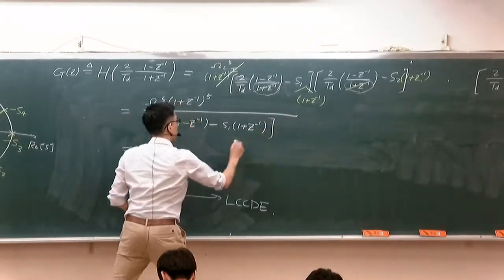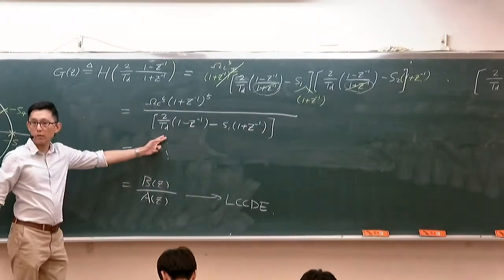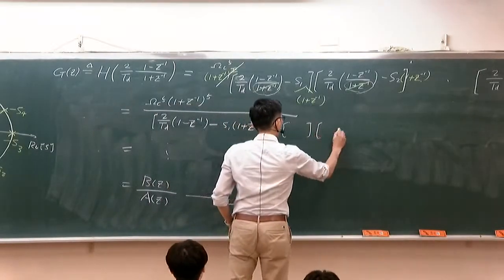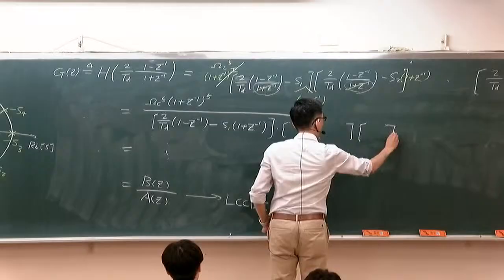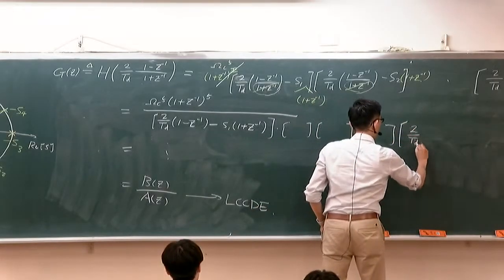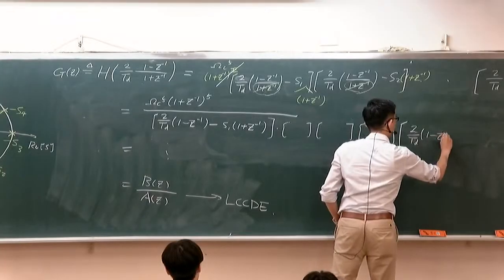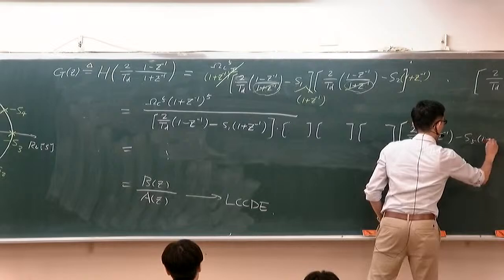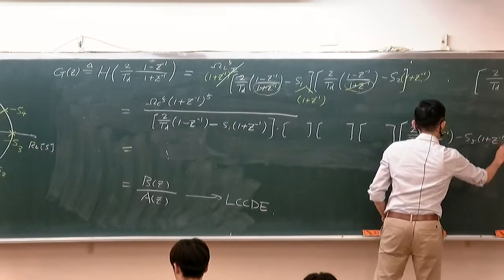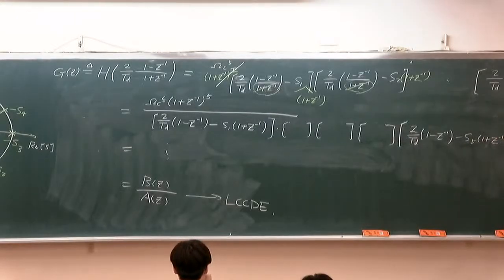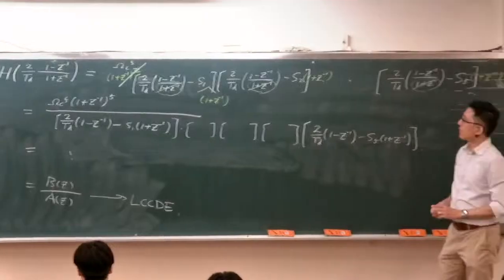So that's one term, and there are 5 of them. Second one, third one, fourth one, and the 5th one is 2 divided by TD times 1 minus z inverse minus S5 times 1 plus z inverse. Okay? That's what we have.